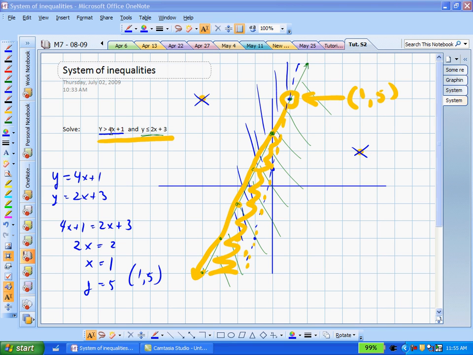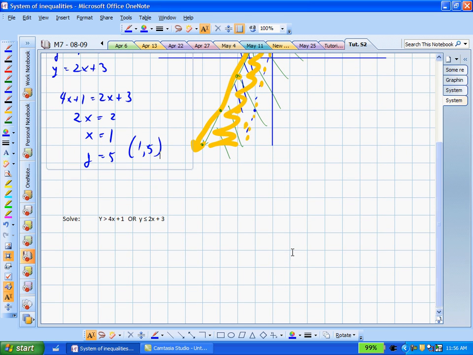Okay, when you're solving a system of inequalities, the default word is "and." It means it has to satisfy this condition, and at the same time it has to satisfy this condition. And when you're solving a system of "and," it's the points in the intersection that work for every one of those conditions.